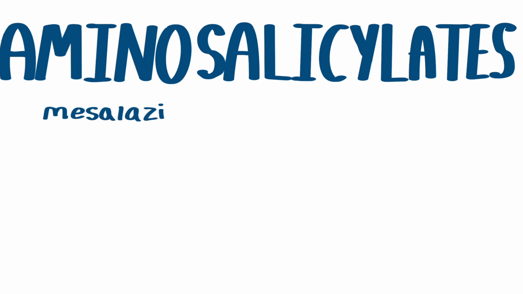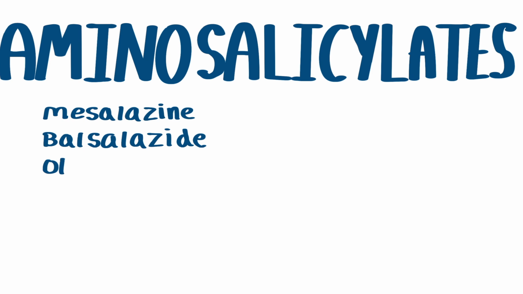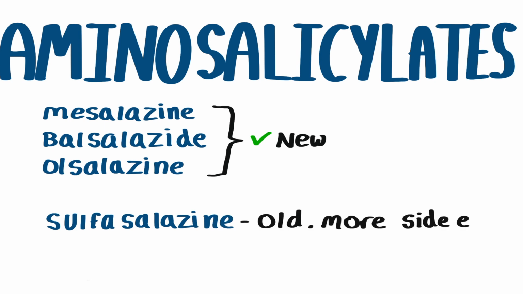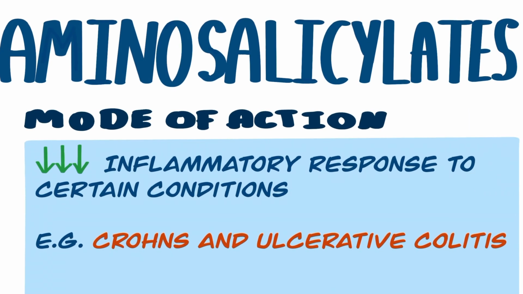Common examples of aminosalicylates are mesalazine, balsalazide, and sulfasalazine. Mesalazine and balsalazide are newer generation aminosalicylates and have fewer side effects. Sulfasalazine is an older generation which has more side effects.